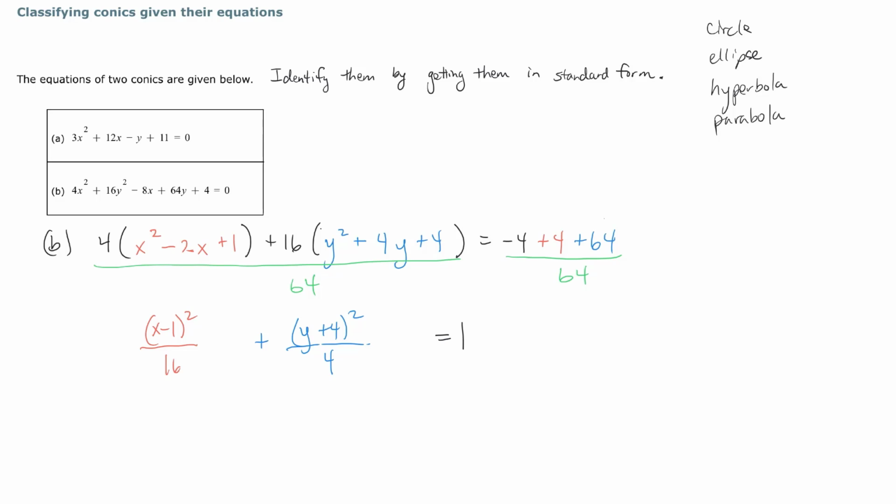And what is this in standard form for? This is an ellipse, with the major axis in the horizontal direction, right? This is an ellipse centered at 1, -4 with the major axis in the horizontal direction.